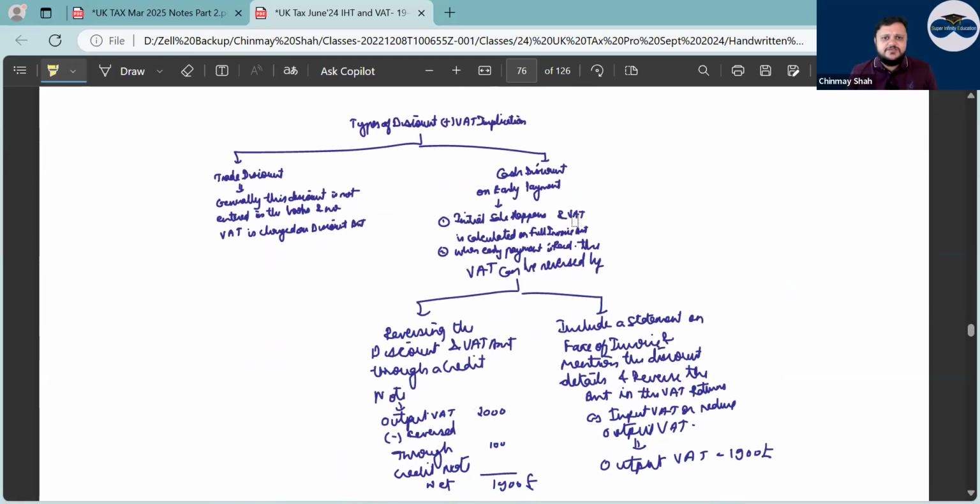Then you have two types of discounts, correct? What are the types of discount and VAT implication? Type of discount and VAT implication, have a look, correct? Just a second.